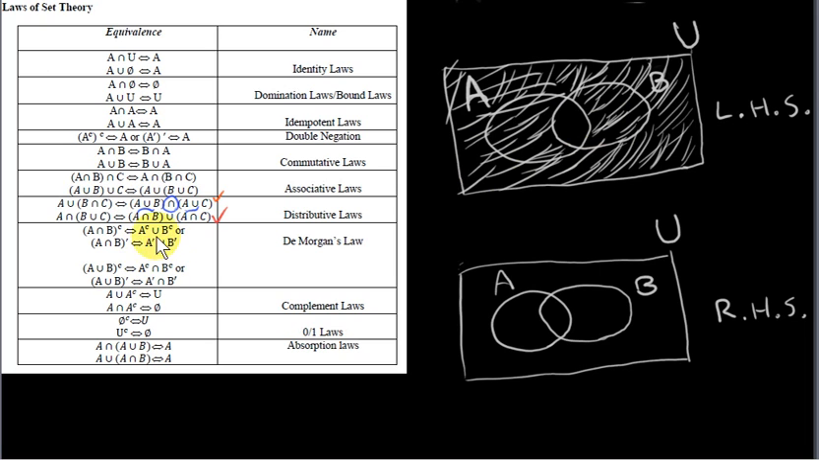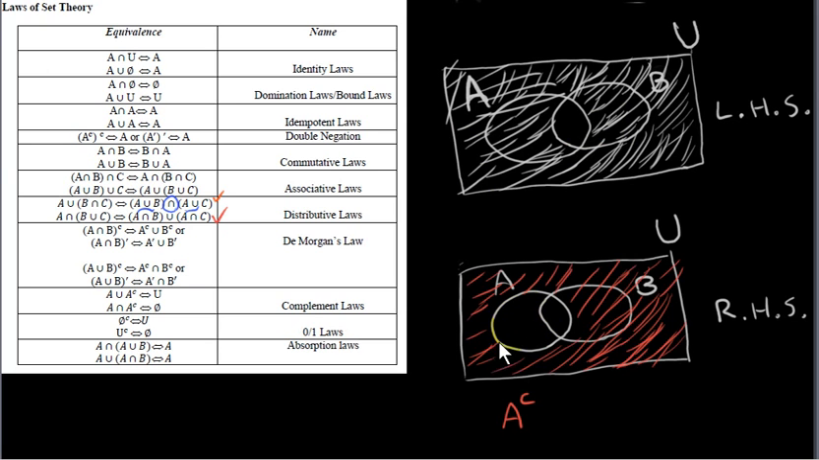Now let's look at the right hand side. A complement union with B complement. Well, what is A complement? A complement is everything outside of A. So this red region is A complement. And we want to unite it with B complement. B complement is everything outside of B. So I'll do that in blue. So just everything outside of B is in blue. That's B complement. So we want to get the union of A complement with B complement.